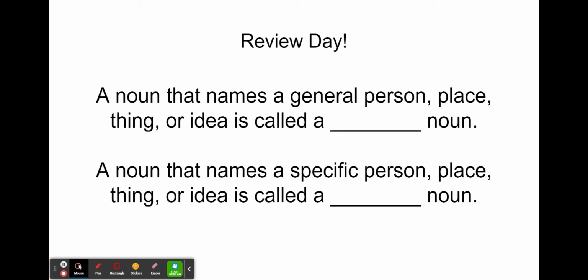Let's try this one about nouns. A noun that names a general person, place, thing, or idea is called a blank noun. And a noun that names a specific person, place, thing, or idea is called a blank noun. All right, I'm about to show the answers. If you need more time, press pause. A noun that names a general person, place, thing, or idea is called a common noun. And a noun that names a specific person, place, thing, or idea is called a proper noun.